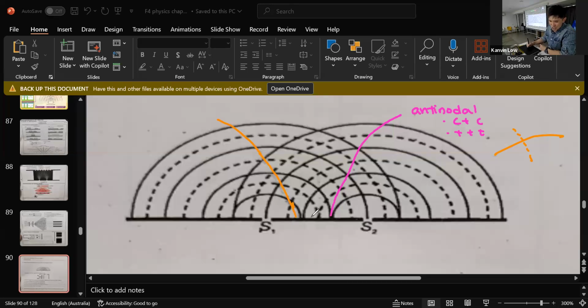Yeah. So there are a few. This is the nodal line. Please remember, nodal line is crest plus trough. And you will see a flat one. Girl, do you get what I mean here?